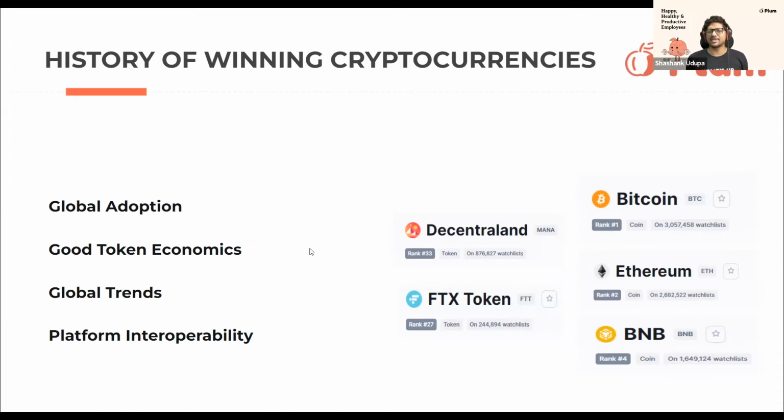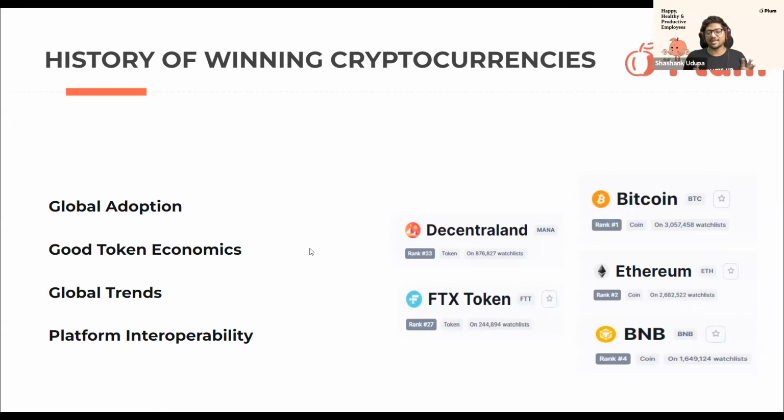But why will people start using it? They're not stupid. People will only use it if there is a proper utility. Utility means it stands for something. Now, there are different types of cryptocurrencies that stand for different kinds of things. For example, if you look at this slide, Decentraland is a metaverse cryptocurrency. It stands for the metaverse.